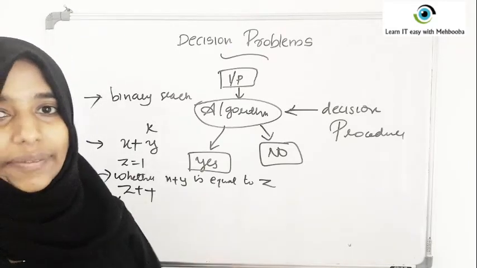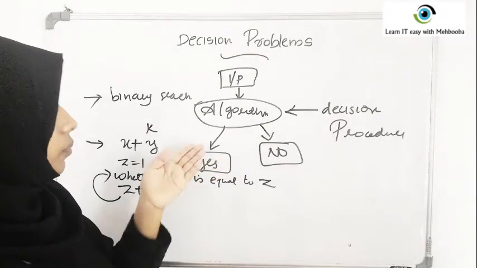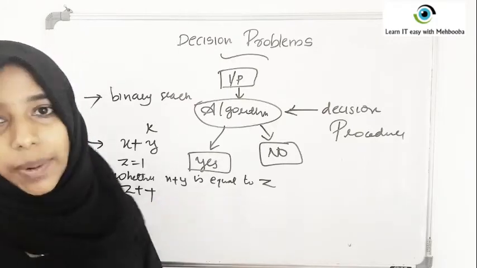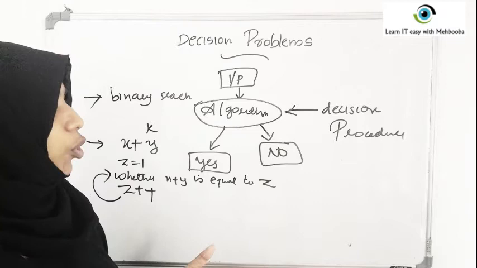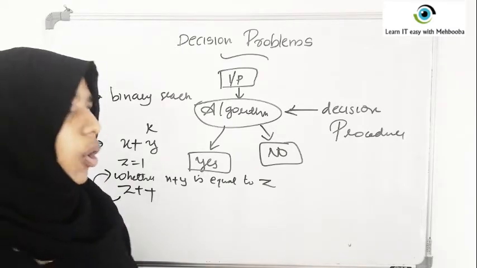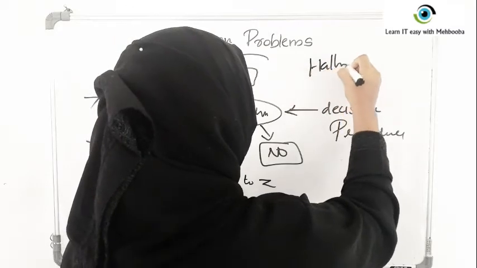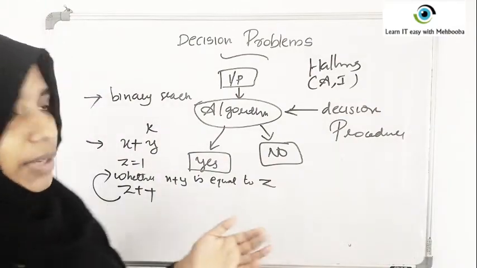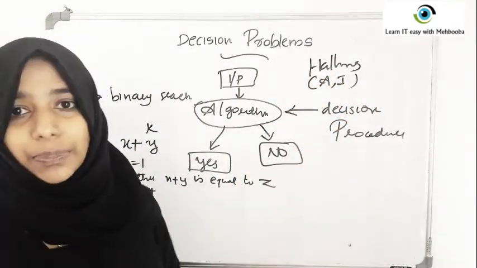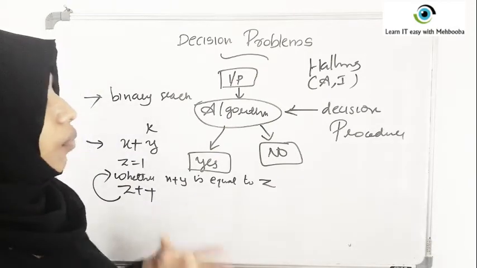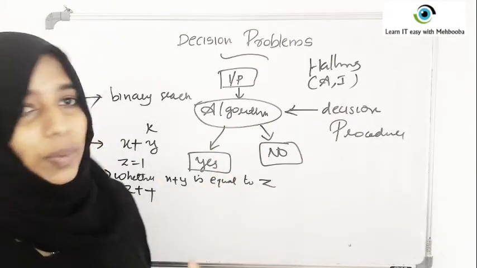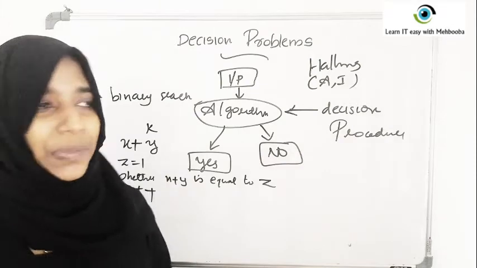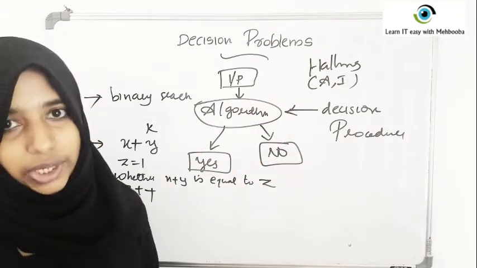That is the advantage or relevance of learning decision problems. And the most important, most talked about decision problem in theoretical computer science is the halting problem. That is, given an algorithm and an input, whether the machine will stop for this input or will it loop forever. That is the most discussed problem in theoretical computer science, and this is a decision problem, that is, whether the machine will stop or not. So that's the most important decision problem.